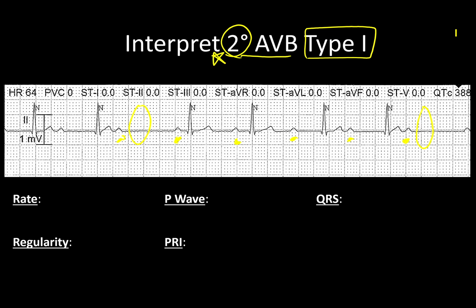What makes it type 1? Well, if you look at each of these P waves, you'll notice that the PRI gets longer with each beat down the line until you drop. And if you look back, you'll see that we dropped a beat here, but then the next one had a short PRI. And in fact, if I compare this PRI here to this one down here, we'll actually find that they match. And that repeating pattern of going, going, gone is what makes this second degree type 1.